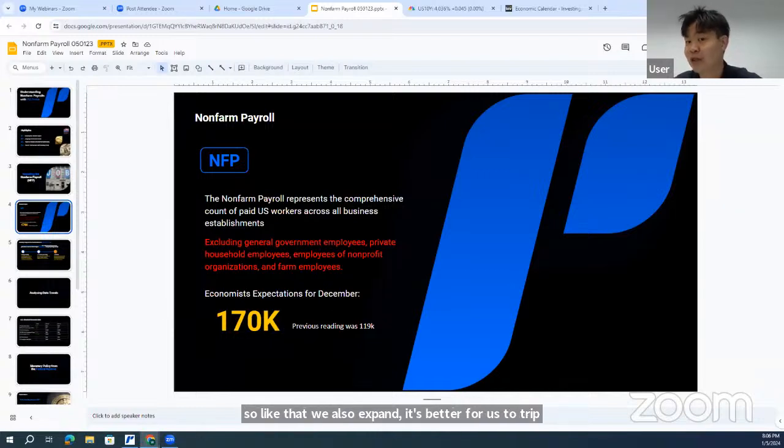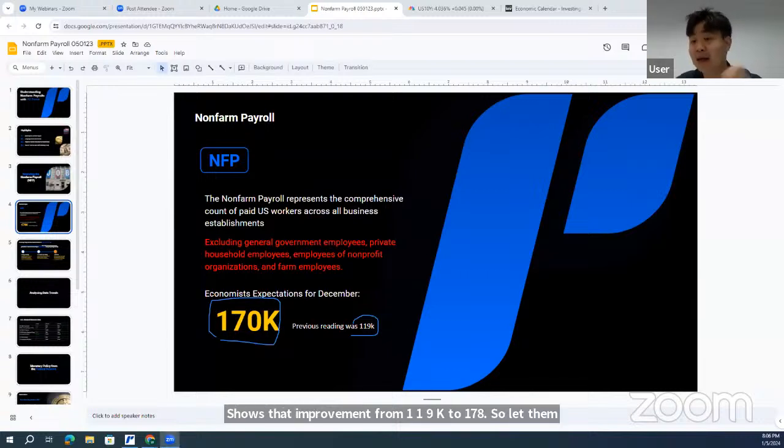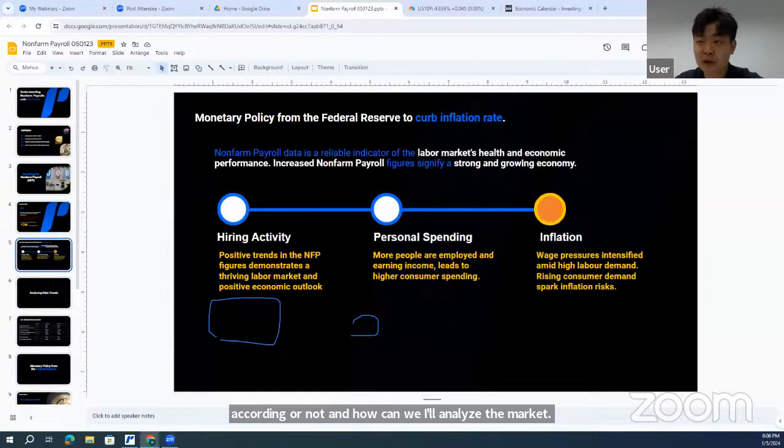Okay, so just a brief understanding: currently economists are expecting the NFP to give a positive reading, showing some improvement from 119K to 170K. So later we will also be checking whether the economists' forecasts are correct or not, and how we can analyze the markets. Okay, so this is a brief understanding.